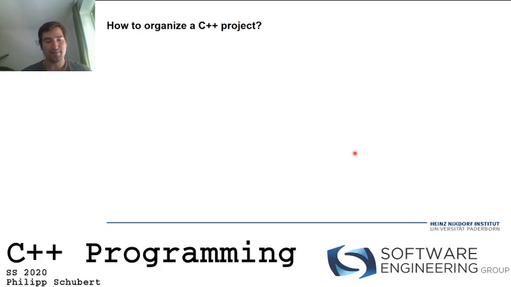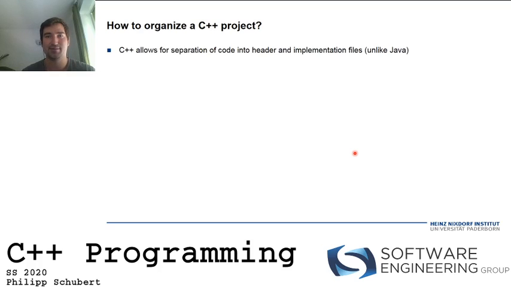So now maybe let's have a brief overview on how to organize a C++ project in a meaningful way. So how would you do it? I already mentioned it quite a few times, hopefully. C++ allows for separation of code into header and implementation file. I already gave an example in the exercise classes. So please, it makes sense to attend the exercise classes, even if you think you know everything. I also give some details in the exercise classes.